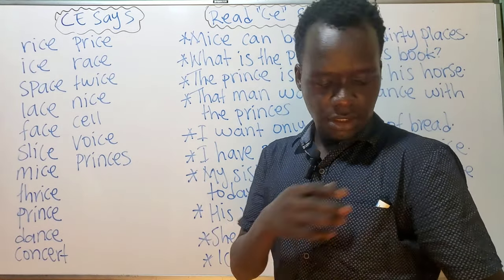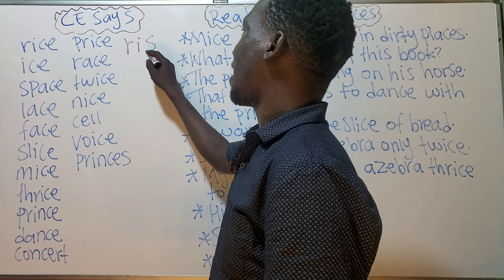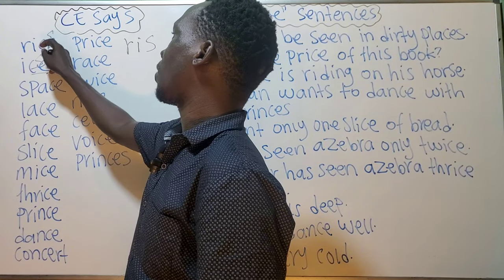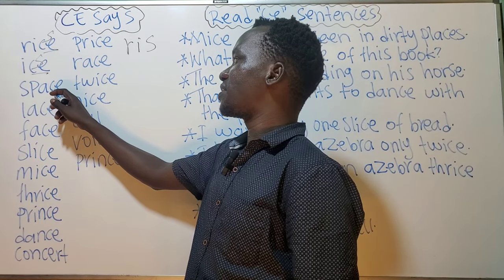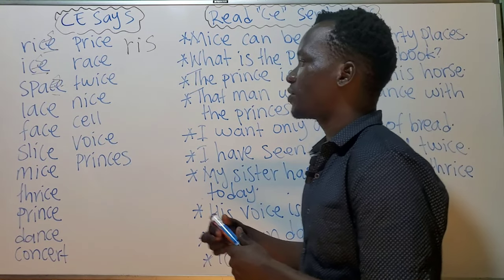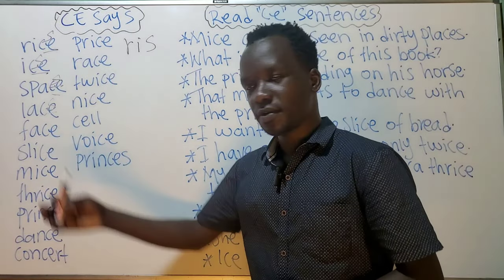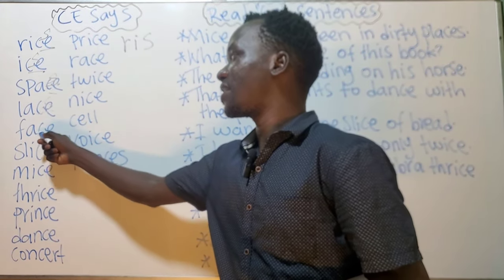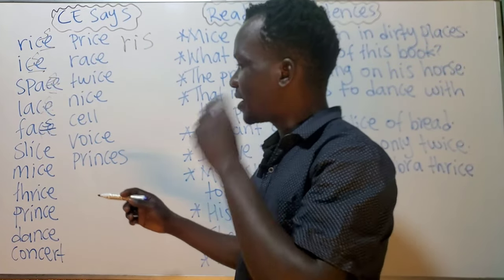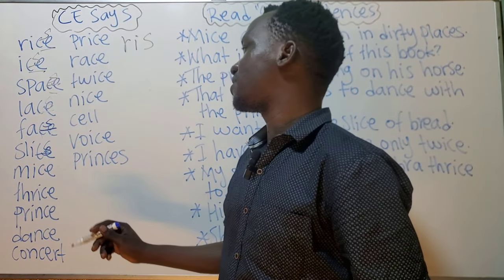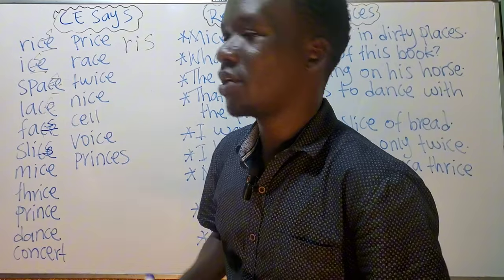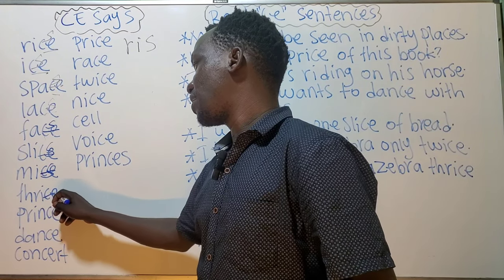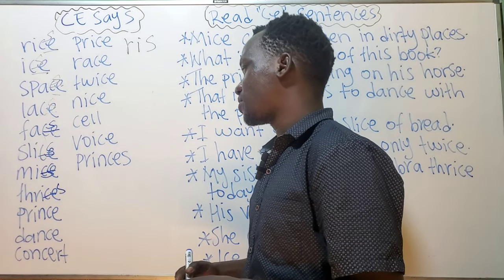Let us write it down, the sound "rice". And this one is "ice". This one will just change into S, and this one into S. And then this one is "space", S, and also this one will be "less". What about this one? "Face". No, not "fake", but "face". This one sounds like S. This is "slice", replace with S. And this is "mice", put this S here. And this one, "thrice". Thrice means three times.